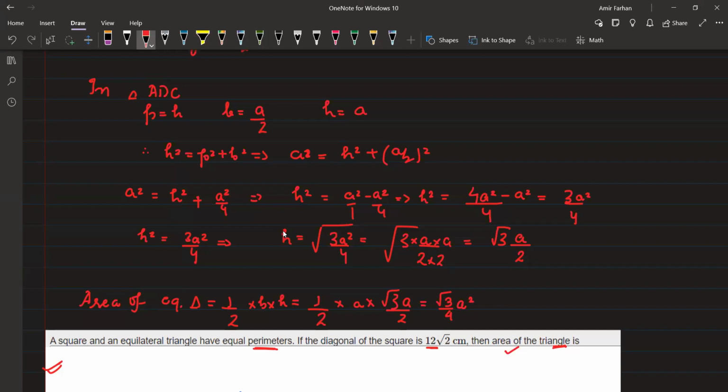Okay. And what is the perimeter of square? 4 into side. 4 into side. Yes, that's great. Okay, do it fast, everyone. If the diagonal of the square is also given to you, that is 12 root 2 centimeter, then the area of the triangle would be.